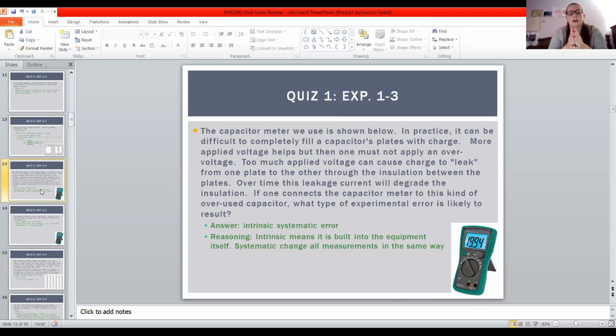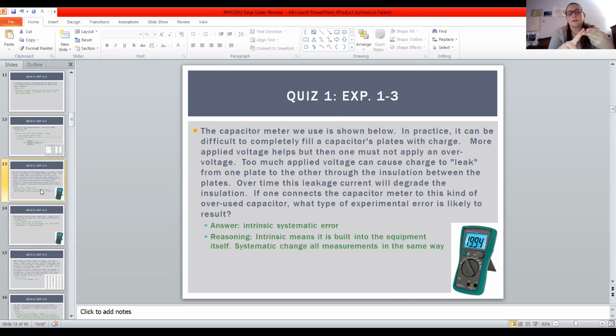And then we also have random errors versus systematic errors. An error is a random error if it just affects one or two of your measurements, or if it doesn't affect them all in the same way. A systematic error is one that affects all of your measurements in the same way. So an intrinsic systematic error is built into your experiment and affects all of your measurements the same way.